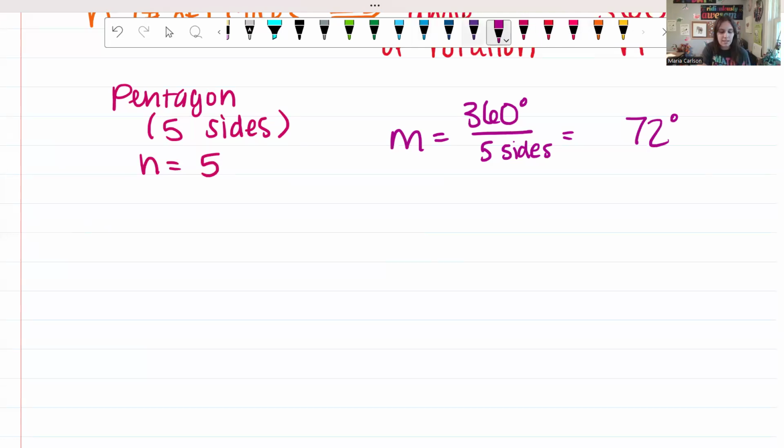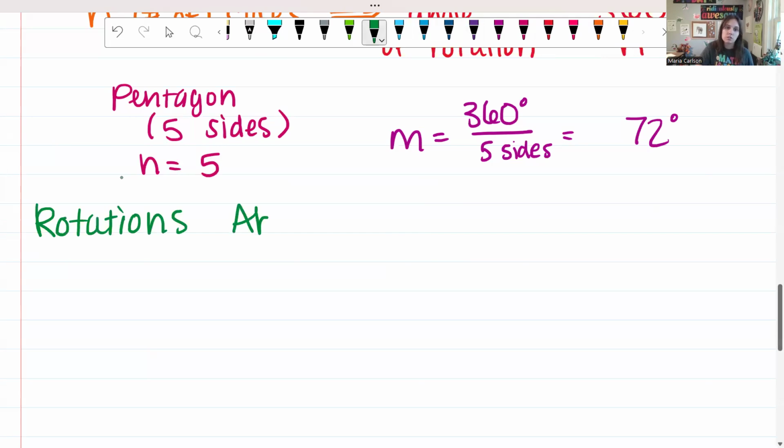All right. Next thing, or kind of last thing I want to take notes on before we look at 2 quick examples, is rotations about the origin. So that means kind of like in the coordinate plane.